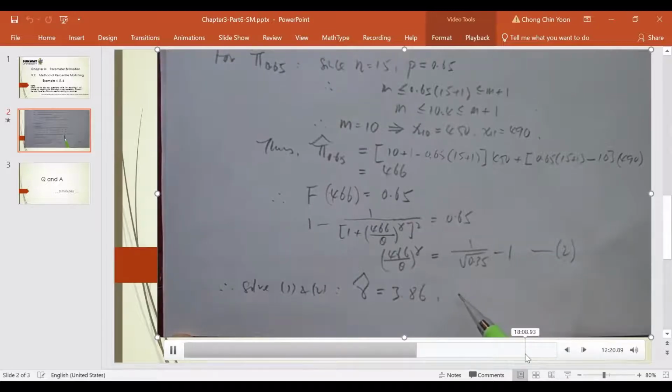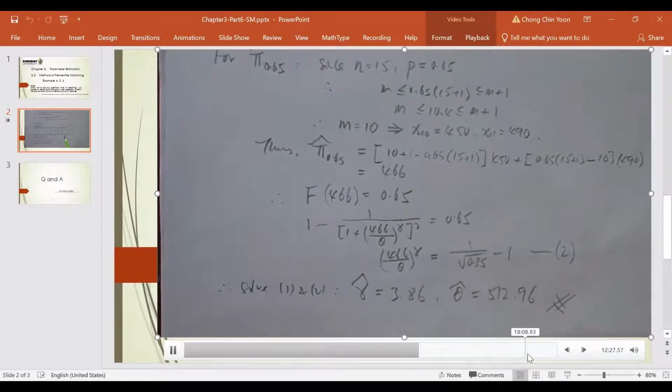and the estimate of theta, which is 512.96.